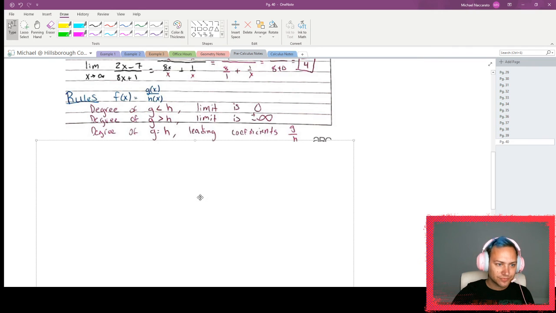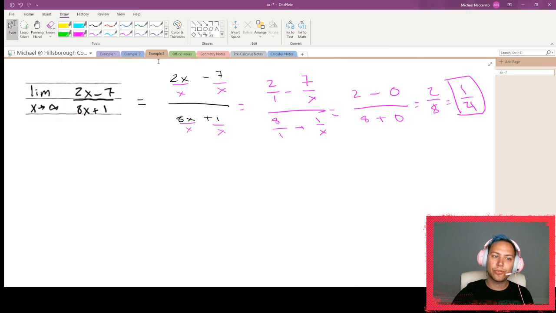And the last one, whenever the power on top is equal to the power on the bottom, we use the leading coefficients to determine what the limit is. If you take a look at example 3, they both had a power of 1. Well, the leading coefficients of those powers are 2 and 8. So jump all the way to the end. 2 divided by 8 simplified to 1 over 4. That's your answer. So if you remember those 3 rules, these are super easy.